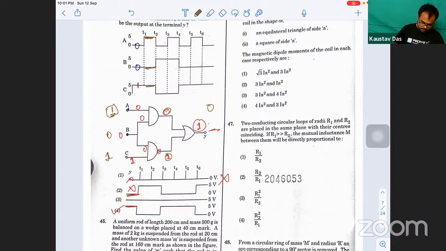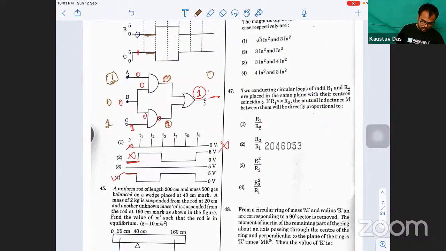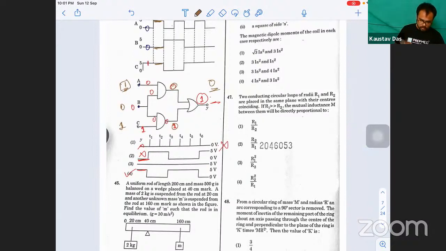This is not the right answer. The second one is also not the right answer. But you see, we are getting 0 in the output for the T1 to T2 range, but it is not 0. It is given 5. So this answer is going to be wrong. So option number 4 is going to be correct. So this is how we actually solve.